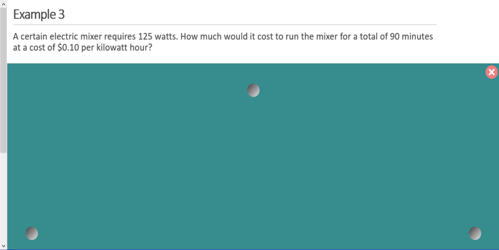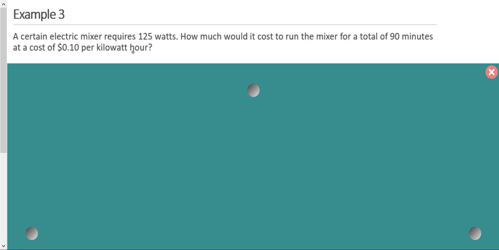In this video, you're going to learn how to determine how much it costs to run an appliance in your household. So for this example, we're looking at an electric mixer that requires 125 watts. How much would it cost to run the mixer for a total of 90 minutes at a cost of 10 cents per kilowatt hour?